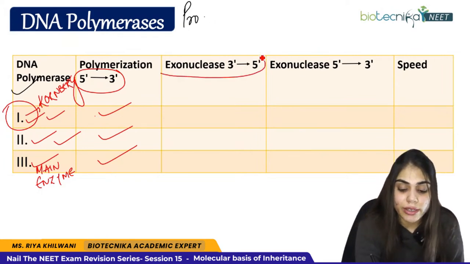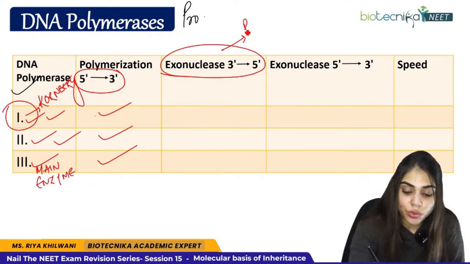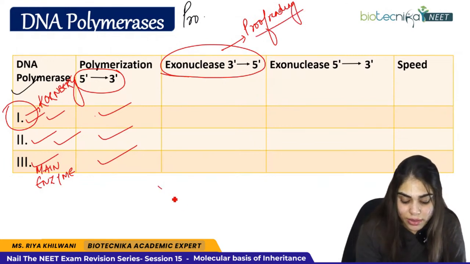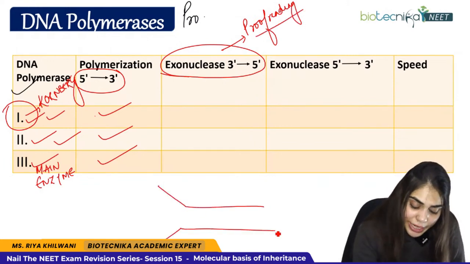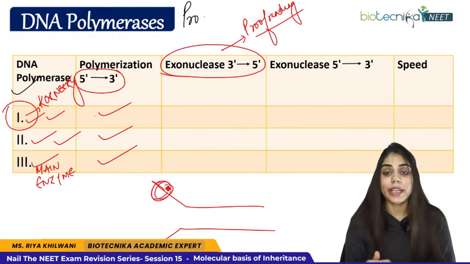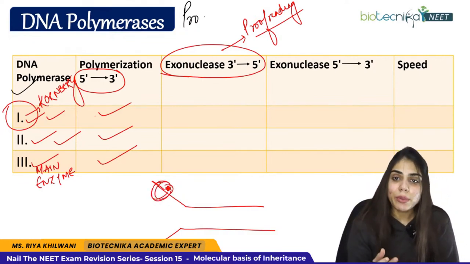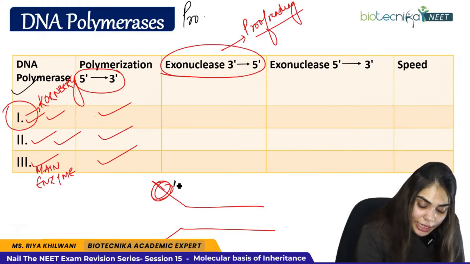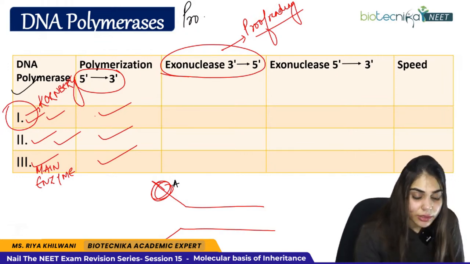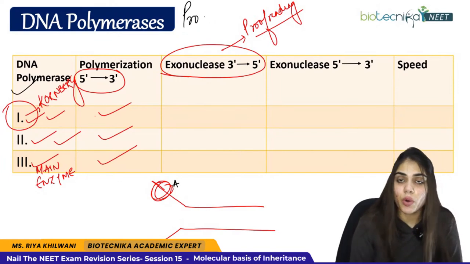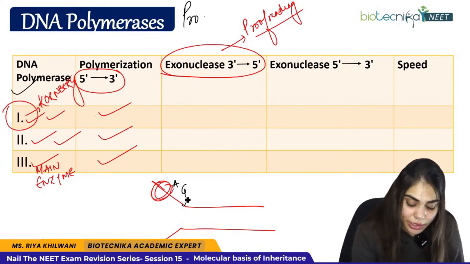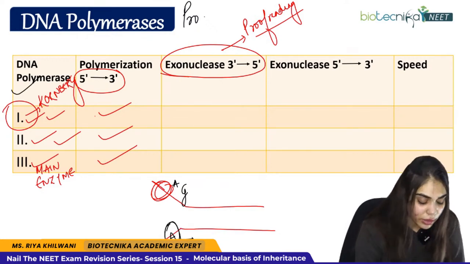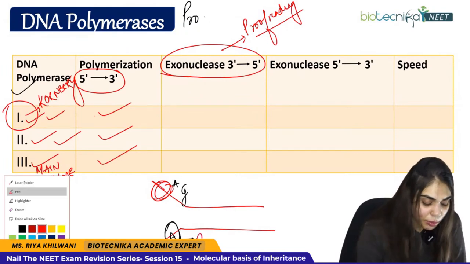What is exonuclease activity? Exonuclease 3' to 5' activity is also called proofreading activity. So what happens once this DNA is being synthesized? It may happen that DNA polymerase makes a mistake and by error incorporates some wrong bases. For example, suppose this is A here, and it is incorporating T. This is correct, because for A the opposite pair is T. But for G, suppose here it is incorporating A. This is a mistake of DNA polymerase. Here it has to be C, because G pairs with C, but here we have A.